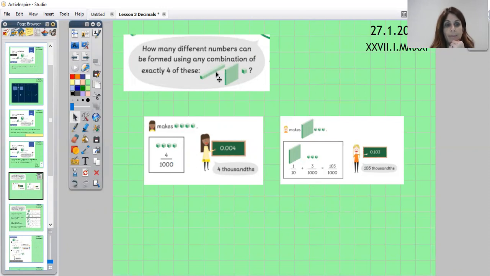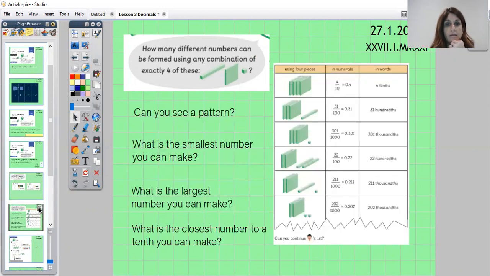Okay, pause now. Okay, so if you're still struggling, here is a little chart to help you out. So using 4 pieces, it's given different options here, and you see actually this is doing it in a systematic order. It's got 4 of the biggest, then it's got 3 of the biggest, and then 1 of the next size, okay? And it's working through systematically. And what we want you to do is write it in numerals, so it's given us a fraction and a decimal, and then in words as well.